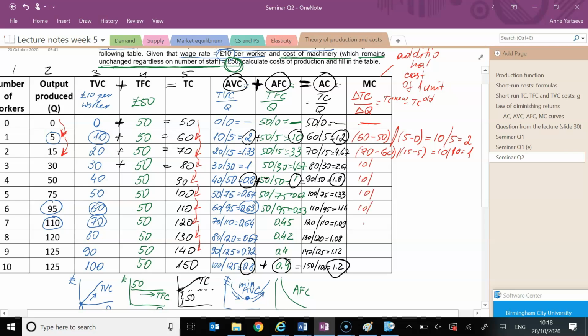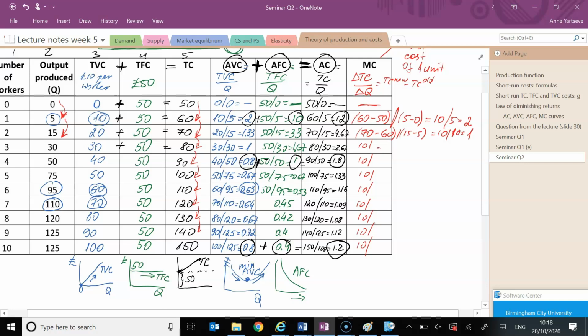10, 10, 10, 10. In this particular scenario, it will not always be the case, but in our situation, our total cost always goes up by 10 pounds. So numerator will always be equal to 10. So we'll only need to trace our denominator, change in output levels. So for this point here, for number of workers equal to 3, output goes up from 15 to 30. It's a change between 30 and 15, which is 15. So 10 divided by 15 is equal to 0.67.